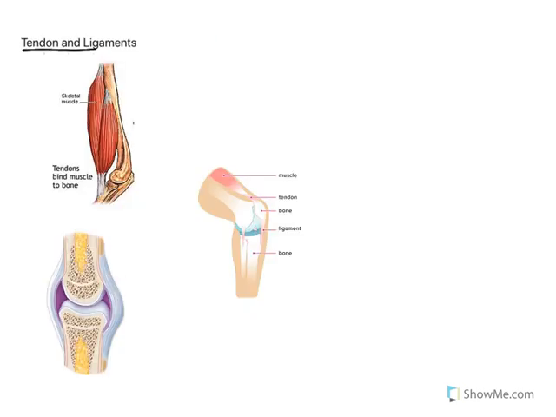We go ahead and learn another two kinds of connective tissue. One is the tendon and the other is the ligament. Let's go ahead and see the difference. In the first picture, we see a tendon. And what does a tendon do? It connects the muscle to the bone. The muscle is connected to the bone with the help of a tendon.